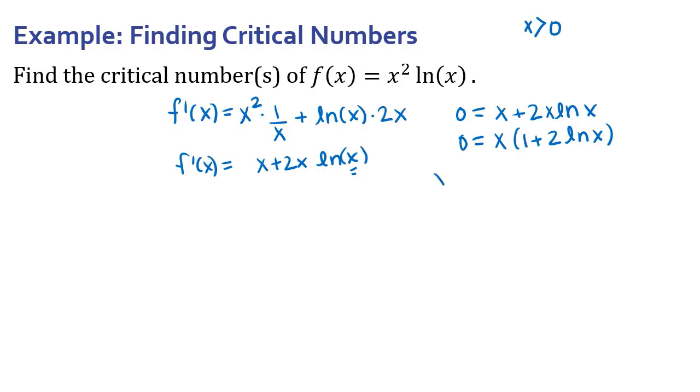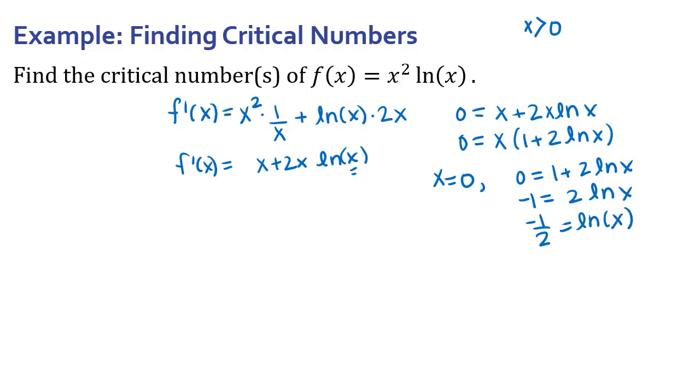So setting these both equal to 0, we get that x equals 0, or 0 equals 1 plus 2 times the natural log of x. So negative 1 equals 2 times the natural log of x. Negative 1/2 equals the natural log of x. So to solve for x, we'll convert this into exponential form. So remember, the natural log is the same thing as log base e. So to convert it, it would be e to the negative 1/2 power equals x.